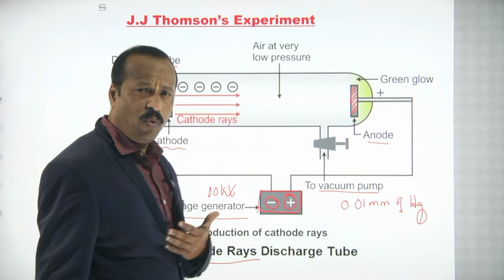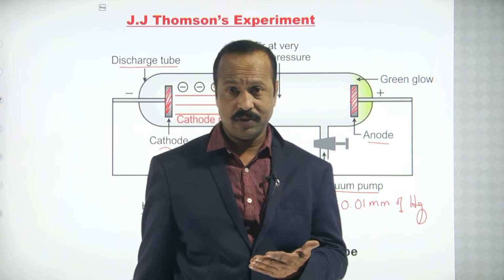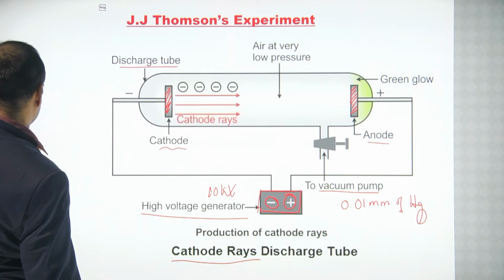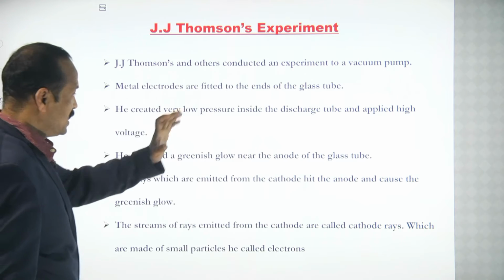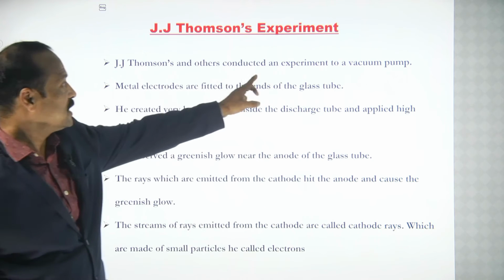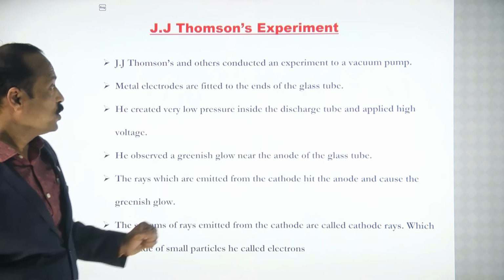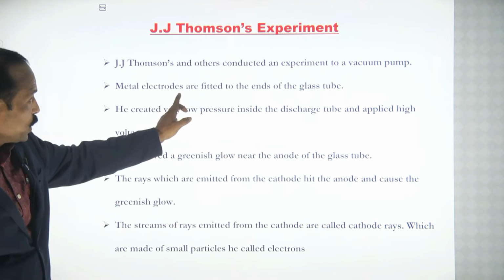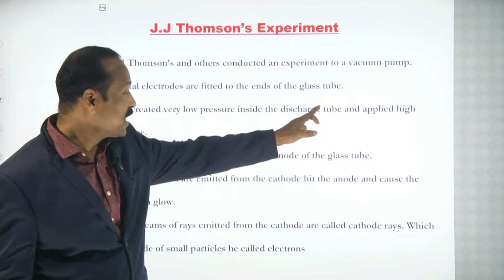Now, what are the properties of electrons? So students, let us see J.J. Thompson's experiment once again. Thompson and others conducted the experiment with a vacuum pump. Metal electrodes are fitted at the ends of the glass tube.